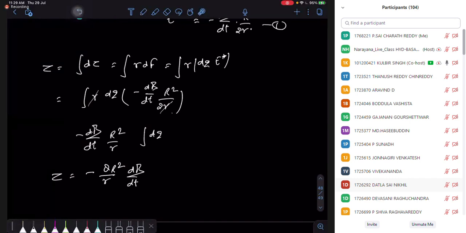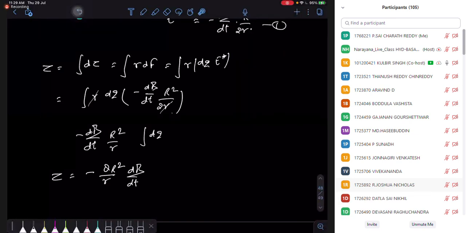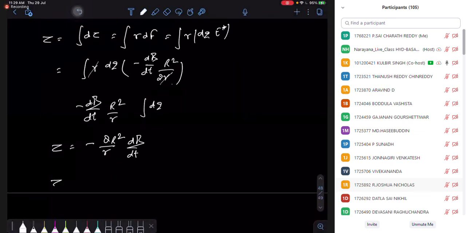In the last question, I wrote that tau is equal to I alpha, and from alpha we get omega. There is one more way we can do it. I can just integrate the tau over time.